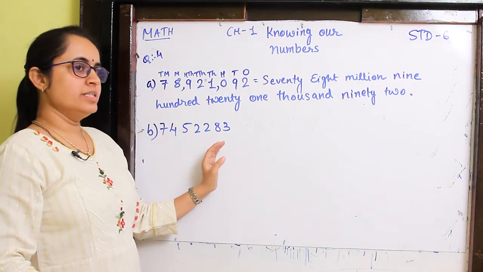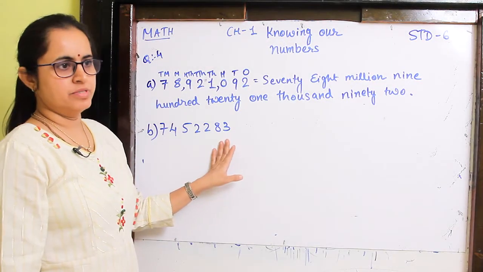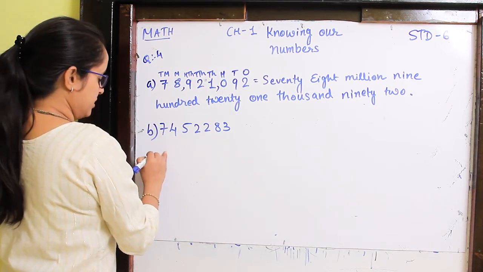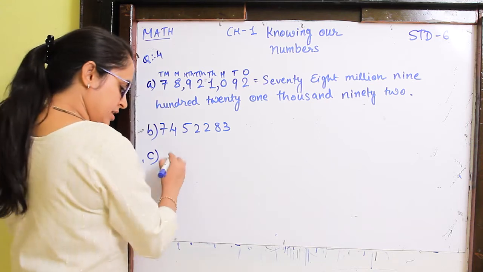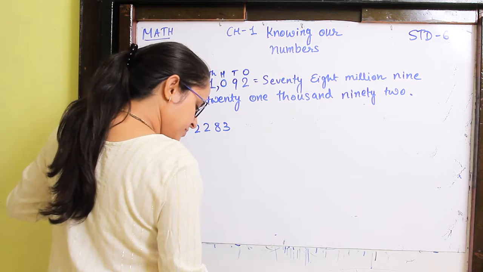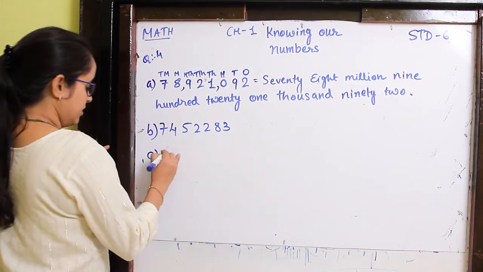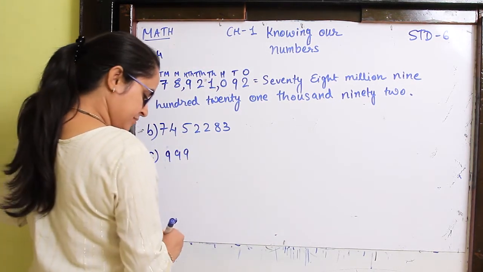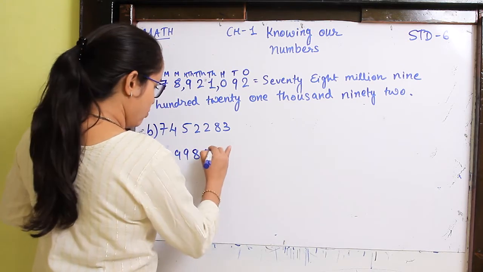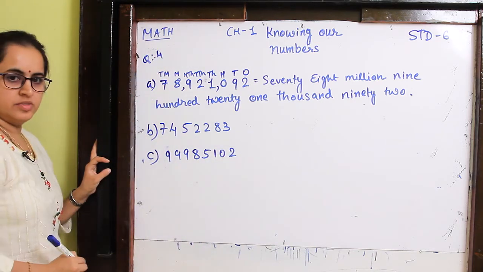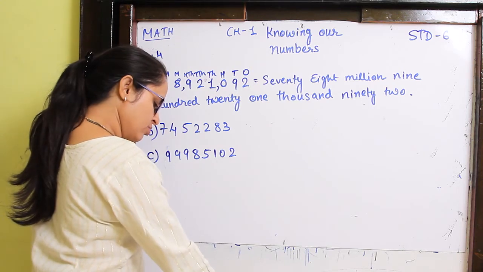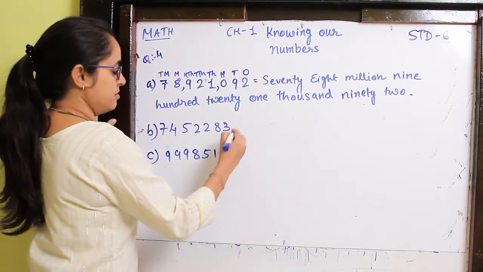921. Then you have to put 1,000. So 921,000, and then these three numbers are together, 92, because 0 has no value, so 92.